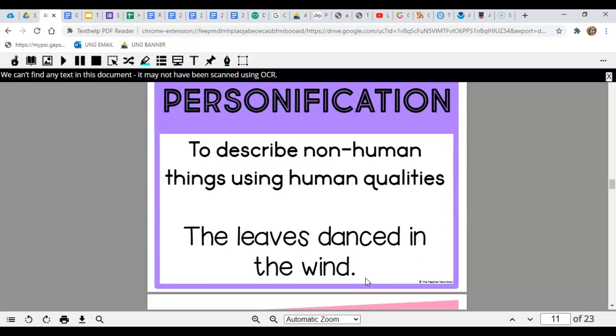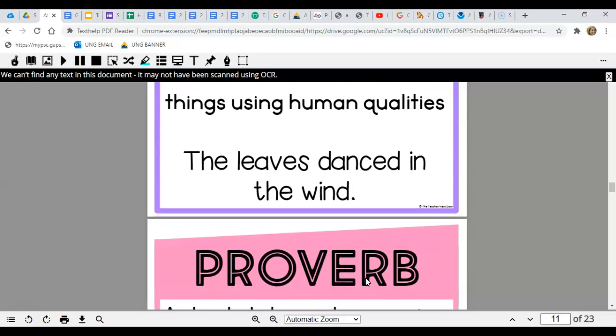Sorry, I probably should have used another one, okay? So the army ants were marching in line to the drums. Well, army ants do march in a line, but not to the drum. So that would make it personification because it's making it sound like a human being.